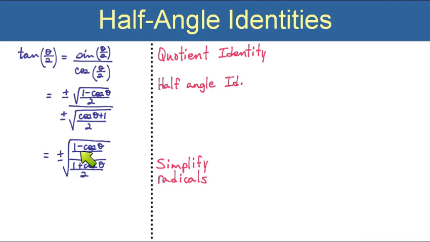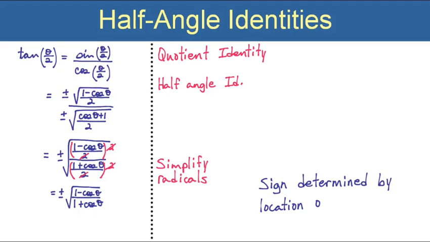And once I do that, I can see that under here I've got just a big complex fraction. I need to get rid of these denominators. So both denominators are 2. Let's multiply top and bottom here by 2 so that our little denominators will cancel out. So these 2's are going to cancel and these 2's are going to cancel. And that will leave us with the square root of (1 minus cosine theta) over (1 plus cosine theta). And again, we have this plus or minus outside our radical. The sign that we need to use will be determined by the location of theta over 2.